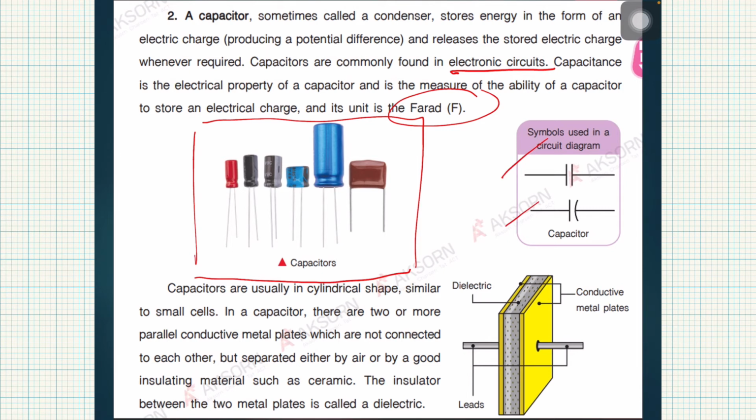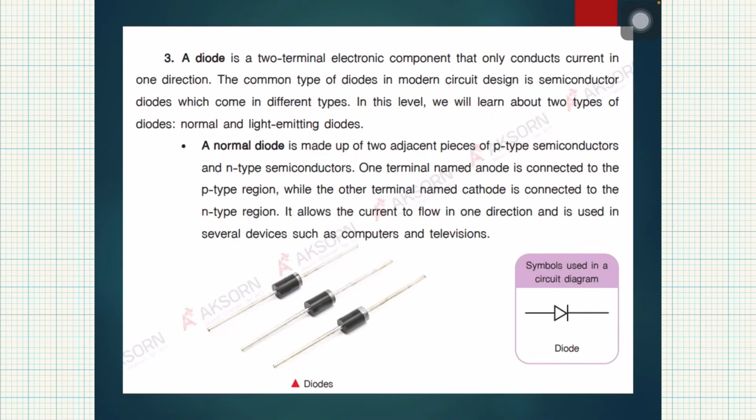So it stores energy. It's just like a water tank situated on top of our buildings or our houses, wherein it stores a lot of water, right? Okay. Now we also have the third one, which is a diode. This is read as diode, and is a two-terminal electronic component that only conducts current in one direction. So it's one direction conductor.